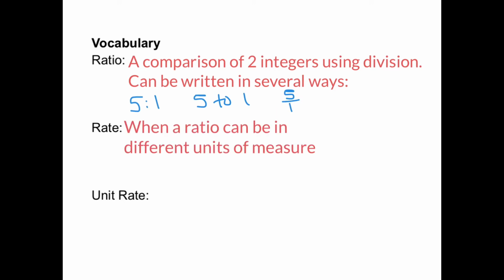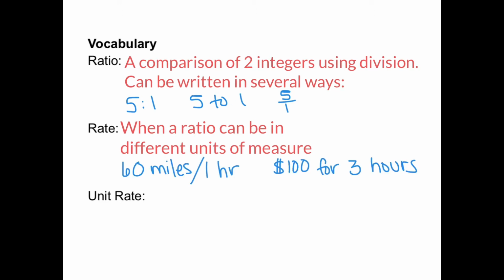A rate is when a ratio is in different units of measure. Please notice that the definition of rate uses the word ratio. So it is a comparison of two integers that just happens to be in different units of measure. Most common rate for us is going to be in miles per hour. So 60 miles in every 1 hour is a rate. $100 for 3 hours is also another example of a rate.